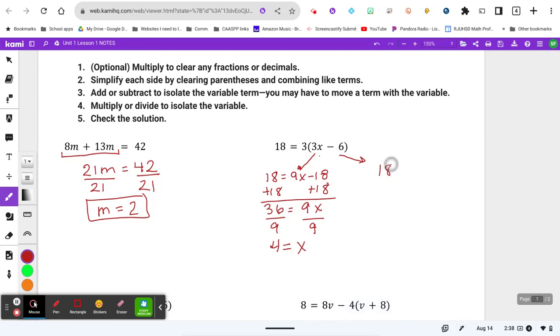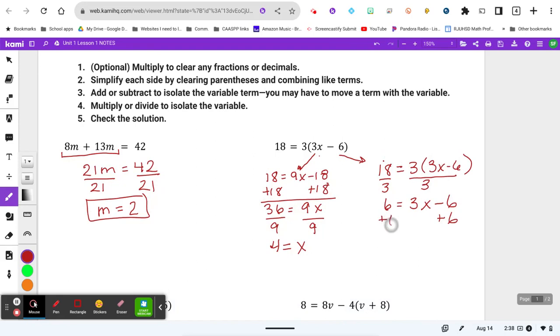Okay, so 18 equals 3x minus 6. This time, I know I could multiply everything by 3, but I'm going to divide by 3 on both sides. And you only do that if the number over here can be divided by the same thing. So we get 6 equals 3x minus 6.